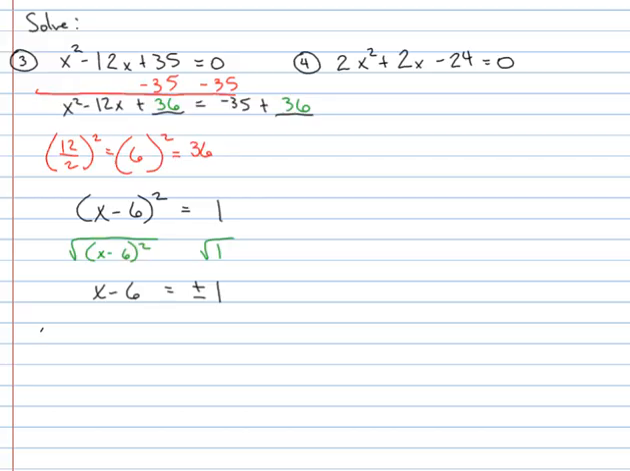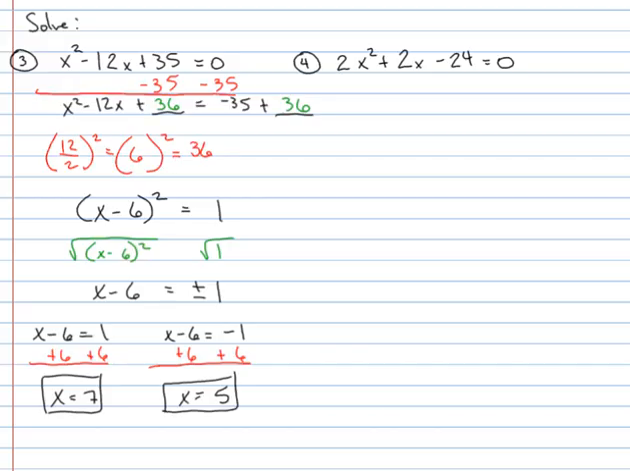Since it was a perfect square, I'm going to write x minus 6 is equal to positive 1, and x minus 6 is equal to negative 1, and now solve for x for each of these individual equations. The one on the left, I do plus 6 to both sides, so I have x equals 7. The one on the right, I do plus 6 to both sides, and I have x is equal to 5. And we have just solved problem number 3.